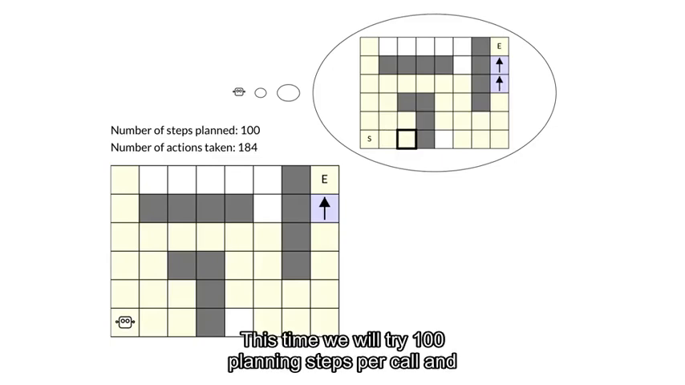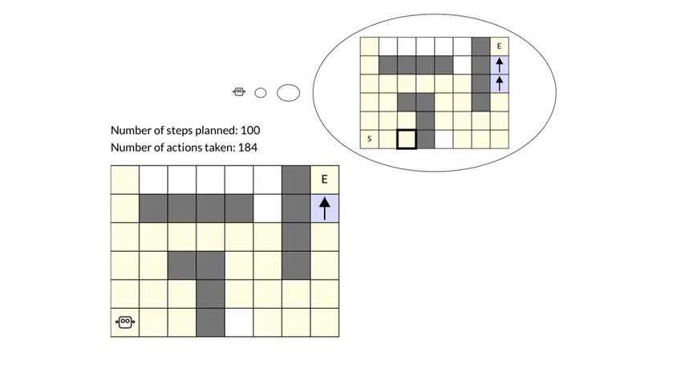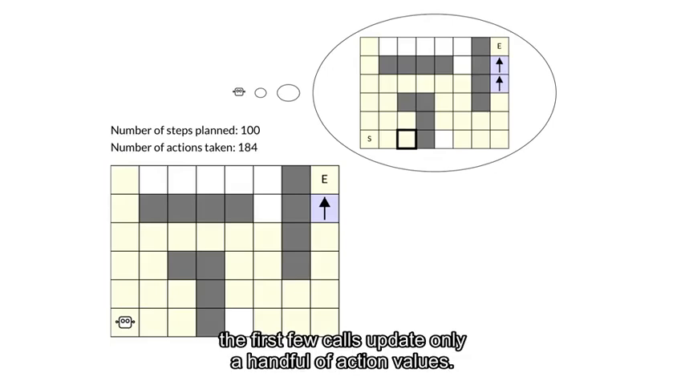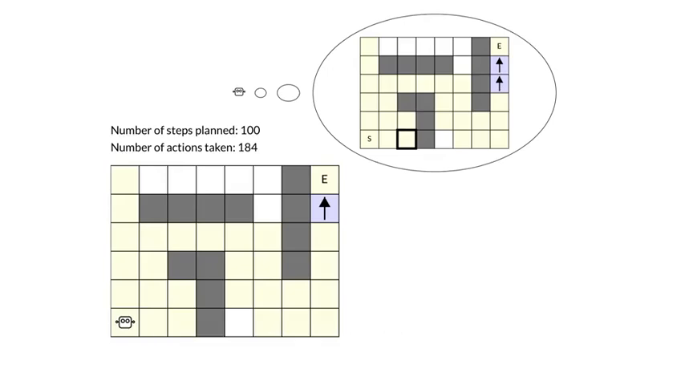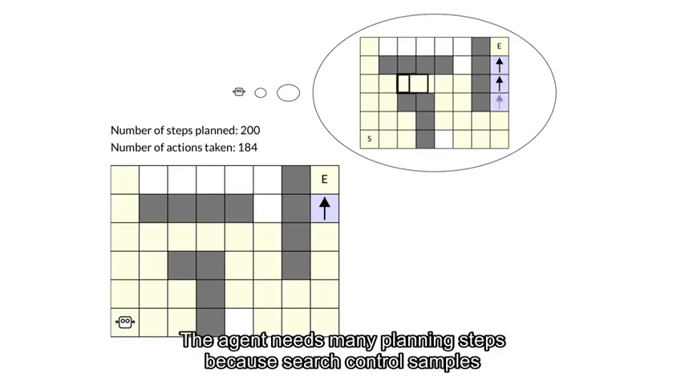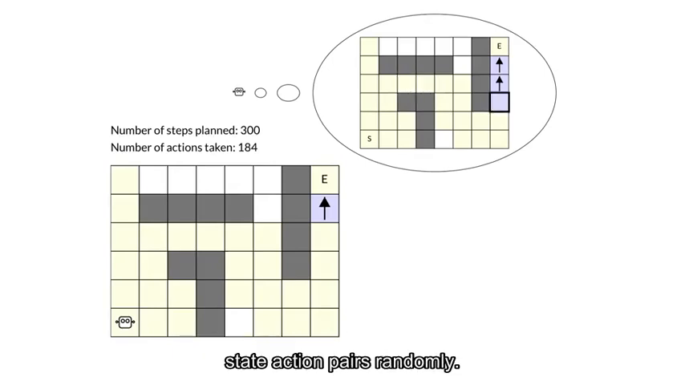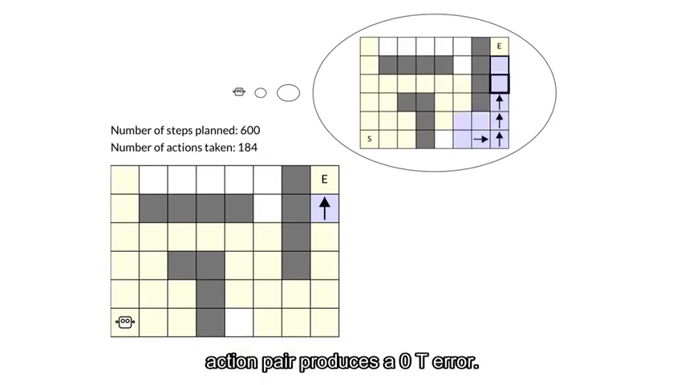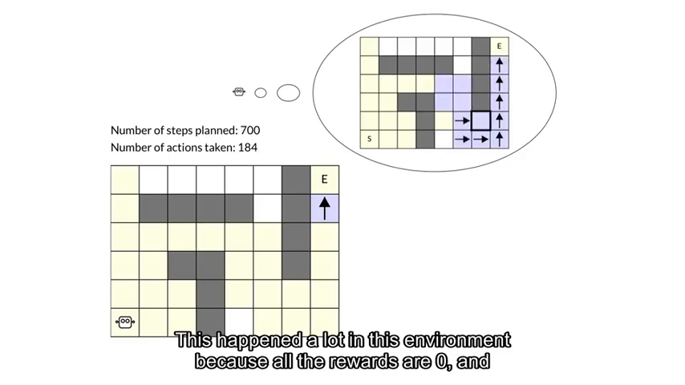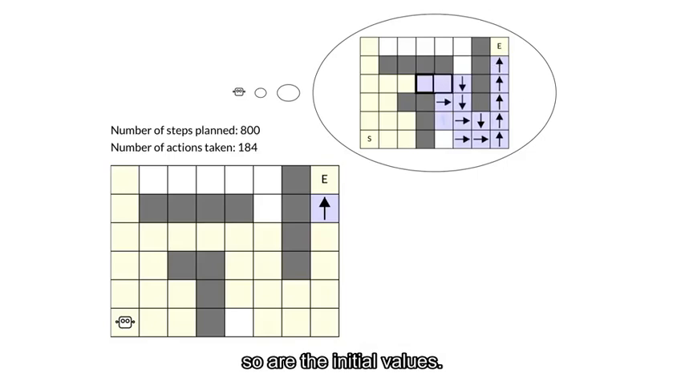Let's keep going. This time, we will try 100 planning steps per call and let the agent run a bit longer. Even with the 100 planning steps, the first few calls update only a handful of action values. Why does the agent need so many planning steps to learn the value function and a reasonable policy? The agent needs many planning steps because search control samples state action pairs randomly. The planning update will not have any effect if the sampled state action pair produces a 0 TD error. This happened a lot in this environment because all the rewards are 0, and so are the initial values.